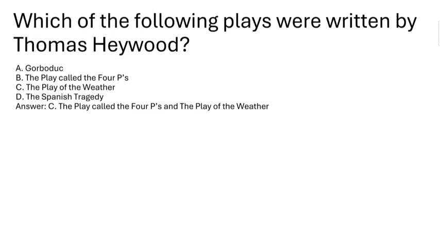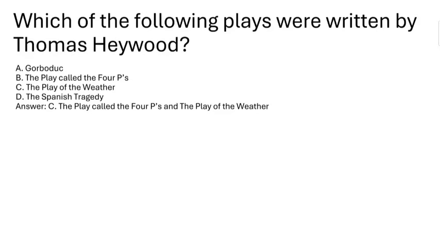The correct answer is the play called The Four Ps and the Play of the Weather. They are both works written by Thomas Heywood. These plays showcase his skill in comedy and allegory, with the latter being a political commentary. Now let's see about other options.